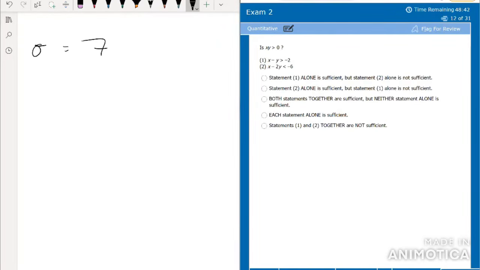Is xy greater than 0? Okay, so that is basically asking if x and y are both negative or both positive. Essentially, neither of them on their own will be able to tell us whether both are positive or both are negative. So we're going to need both together and check if that's enough.